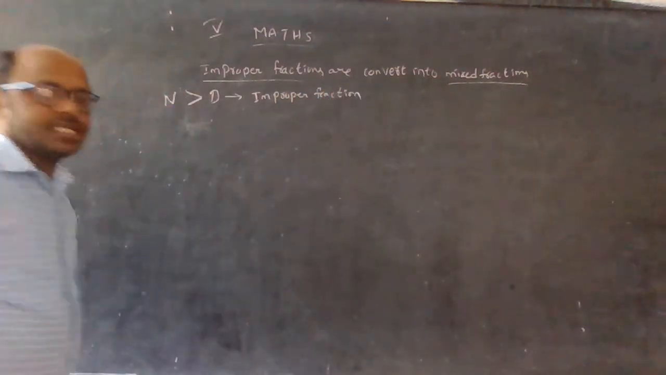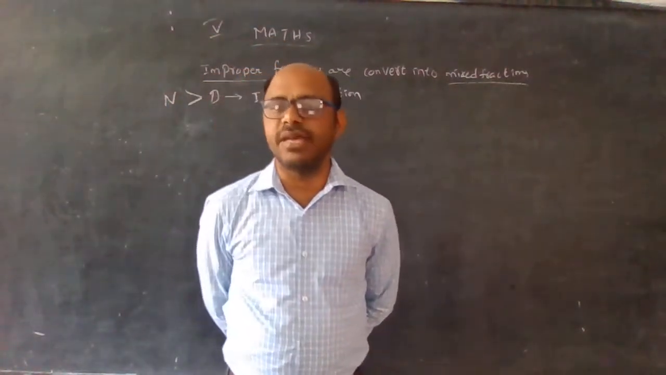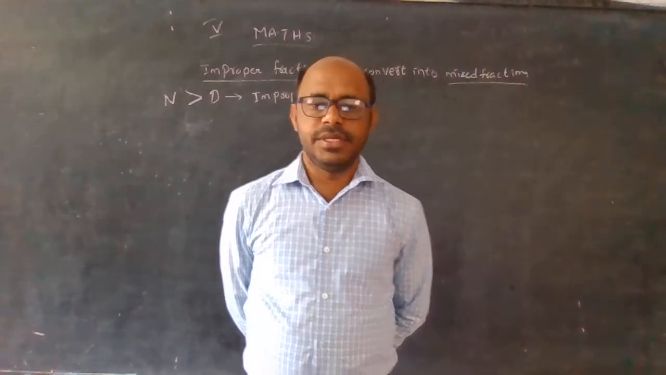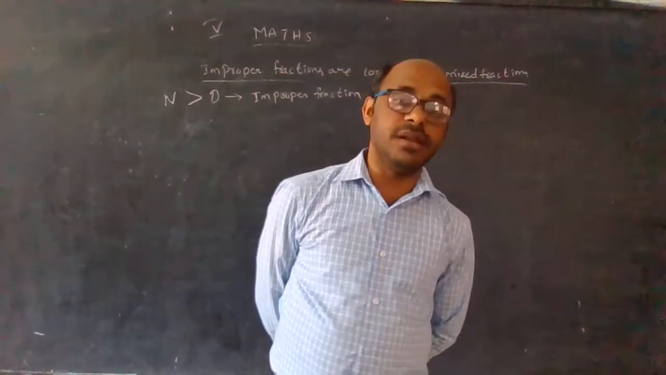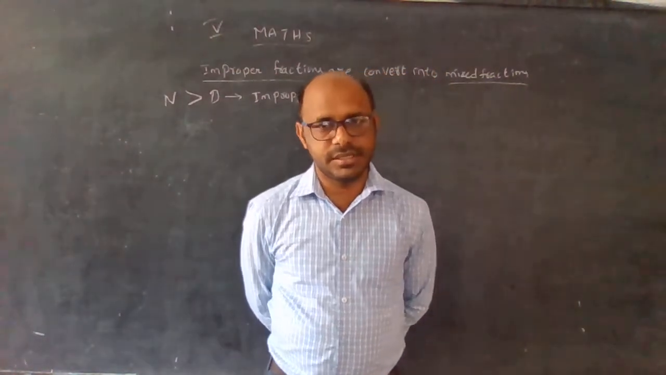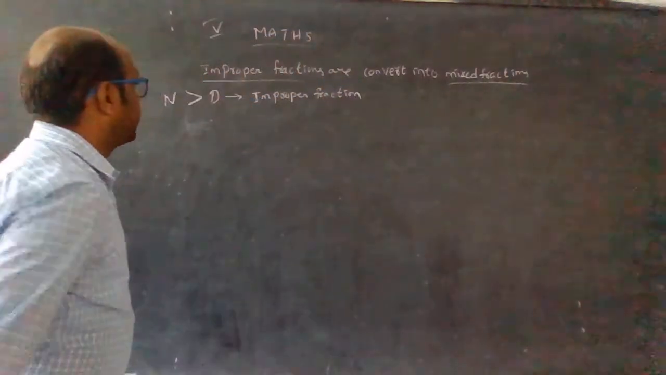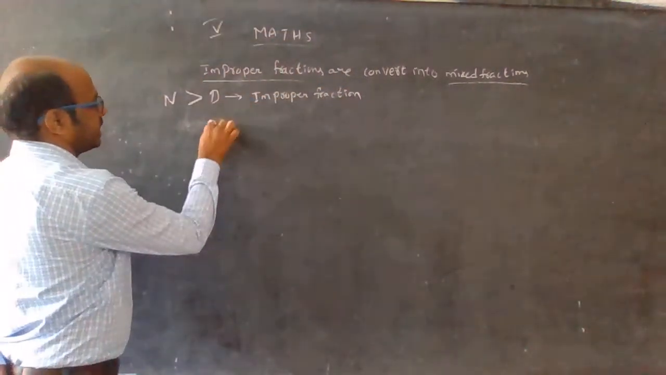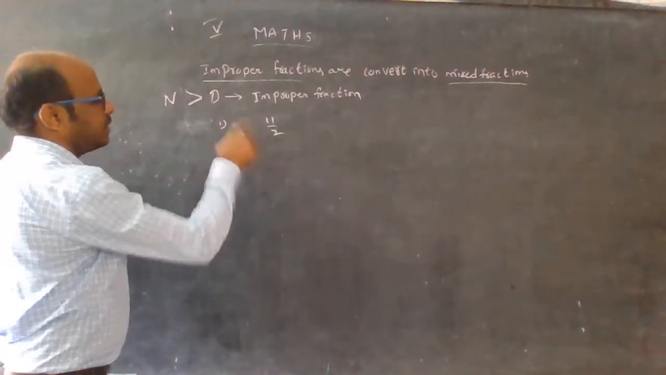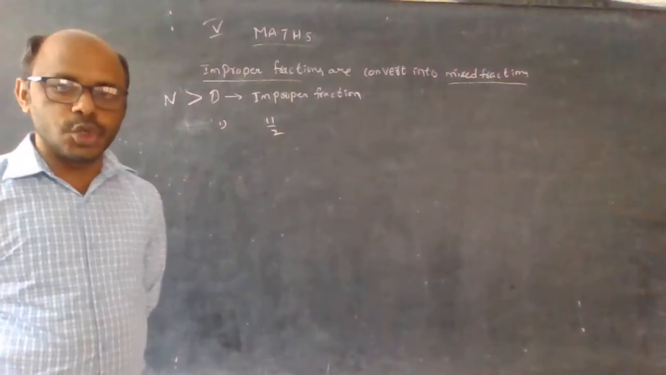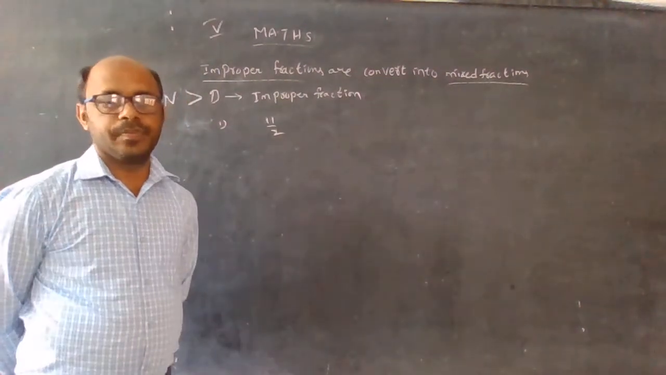Next, what is a mixed fraction? A mixed fraction is a fractional number having one whole part. Those types of fractions we call mixed fractions. Sorry. One improper fraction example is 11 by 2. Our numerator value is 11 and the denominator is 2, so this is an improper fraction.